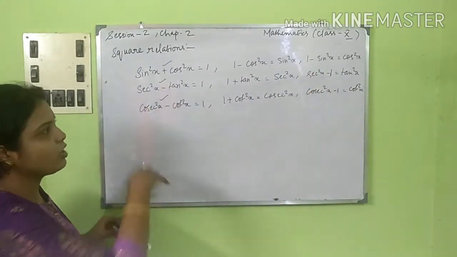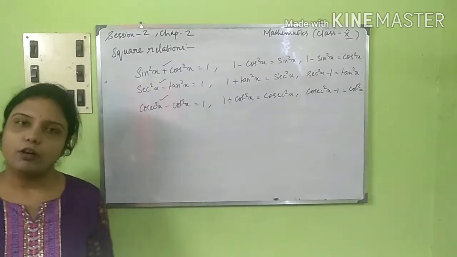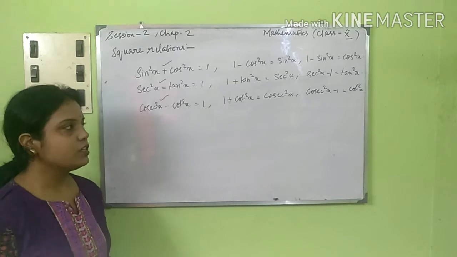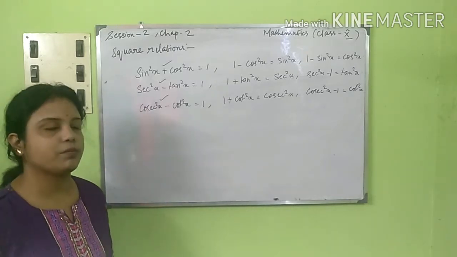This is just bringing it onto the other side. Right? So this was all about the square relation. Now coming to the complementary angles, we have already done that in class 9. This is just for a revision so that we can use it up here also.